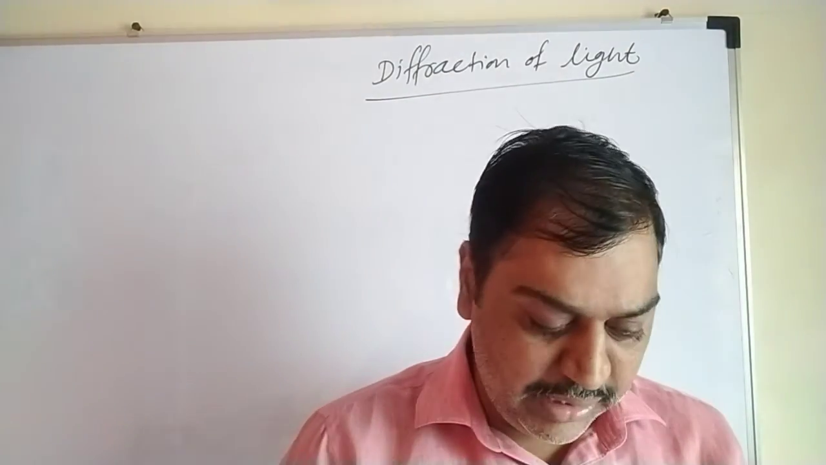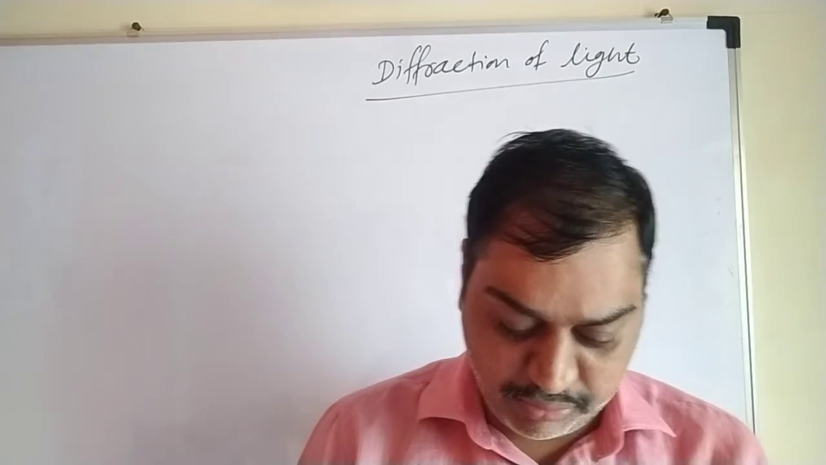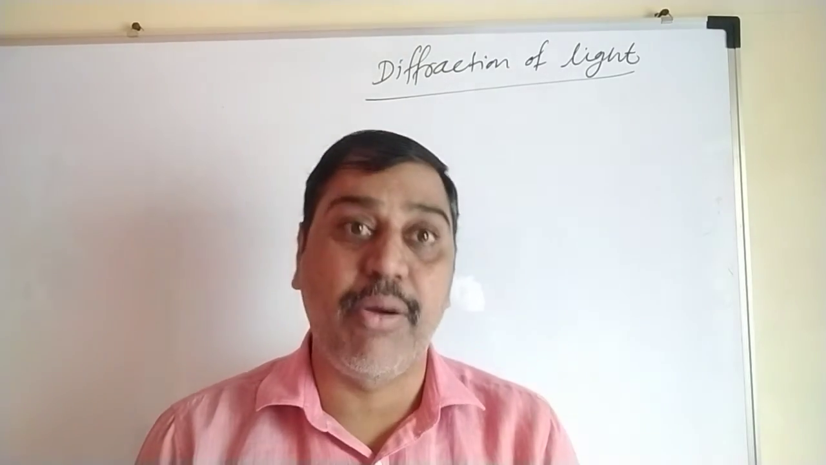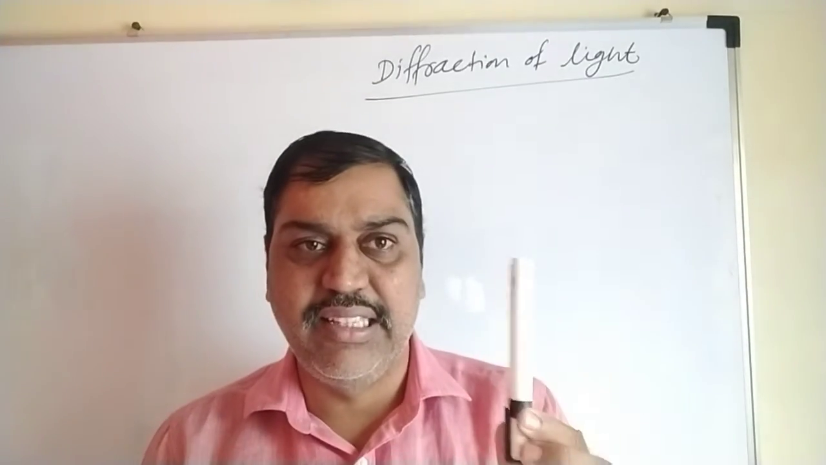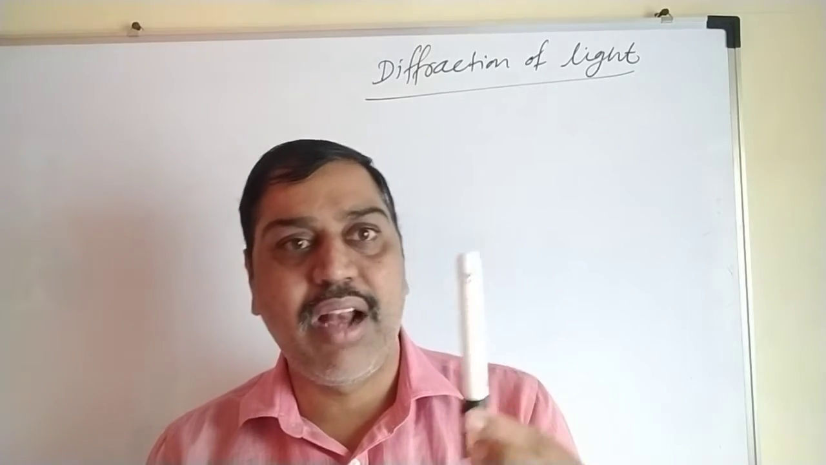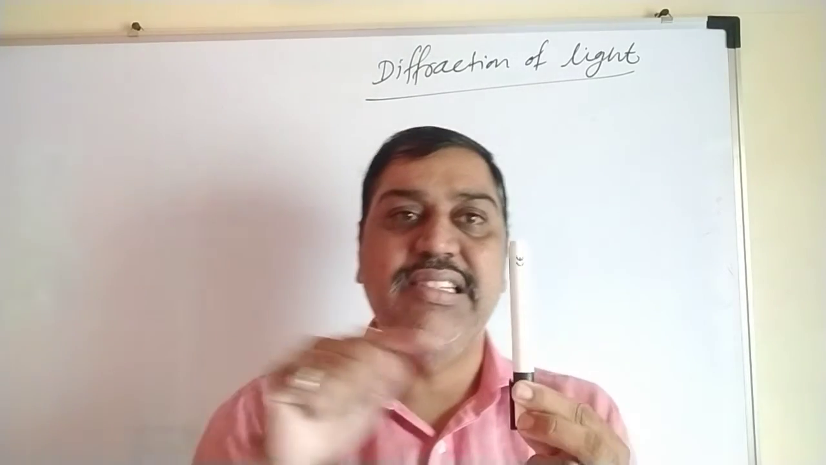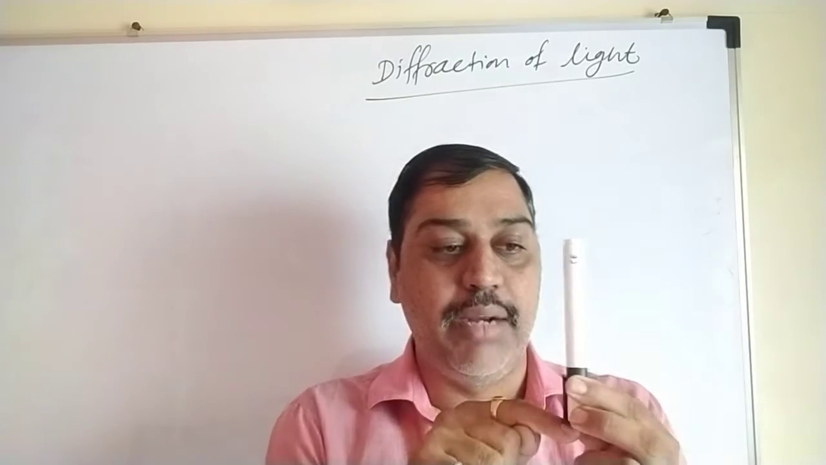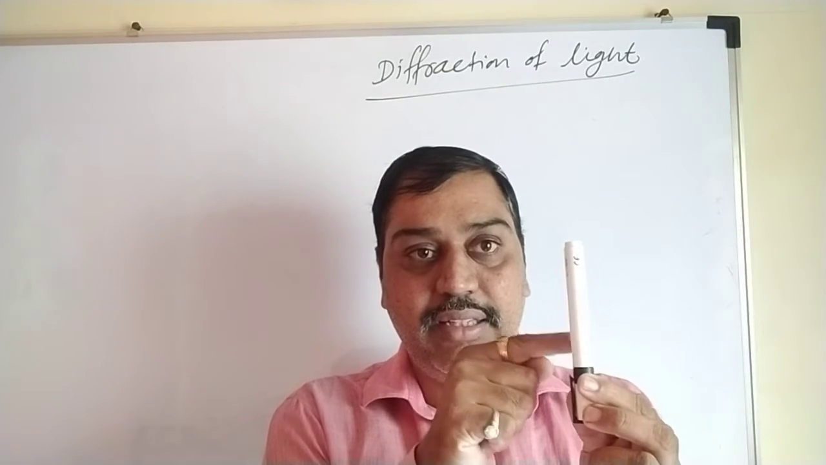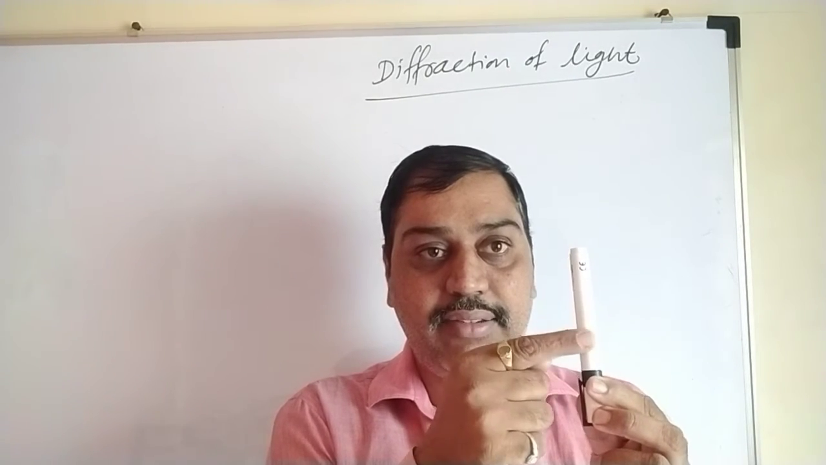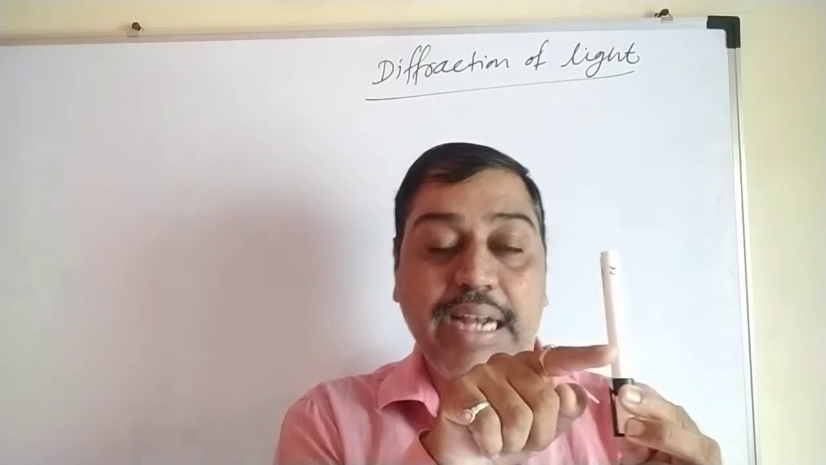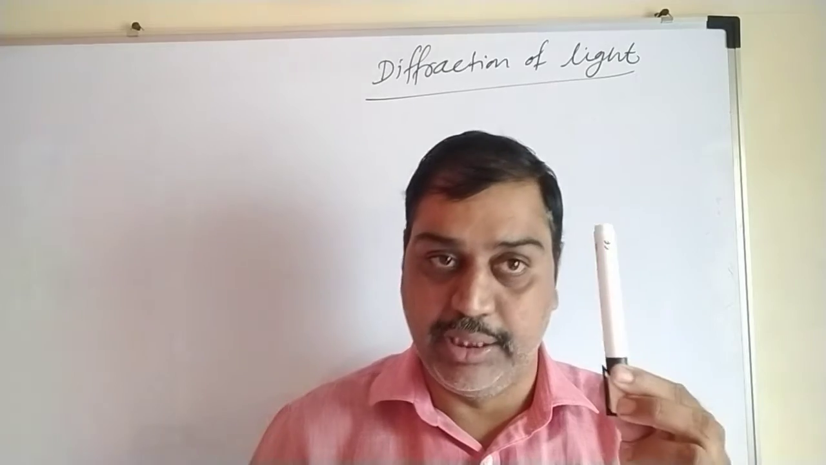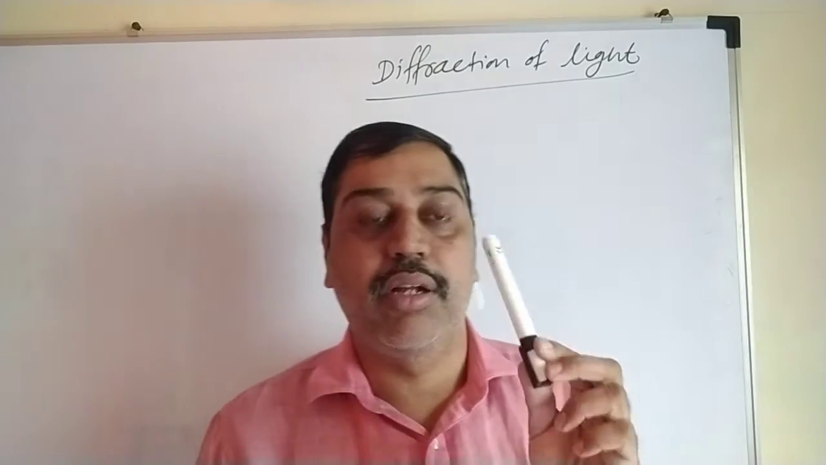Suppose in some cases light is incident on some obstacle, an opaque object, just like this. This object is opaque, it is not transparent to light. When light is incident on it, it is seen that light gets diffracted at the edges of the obstacle, at this edge at the bottom, or at the edges on this side or this side. Light gets bent and enters into the geometrical shadow of this object.